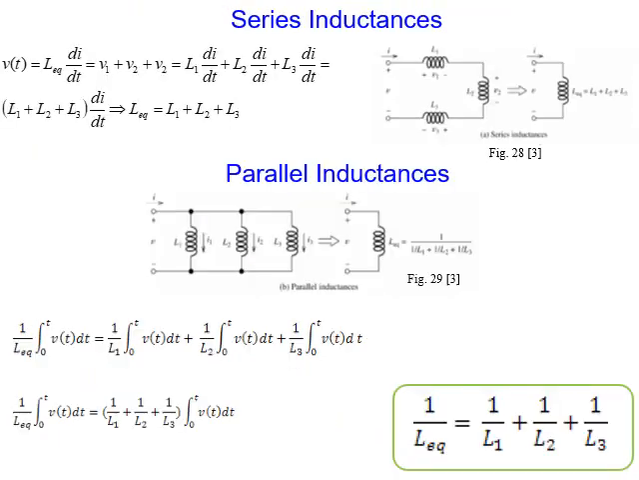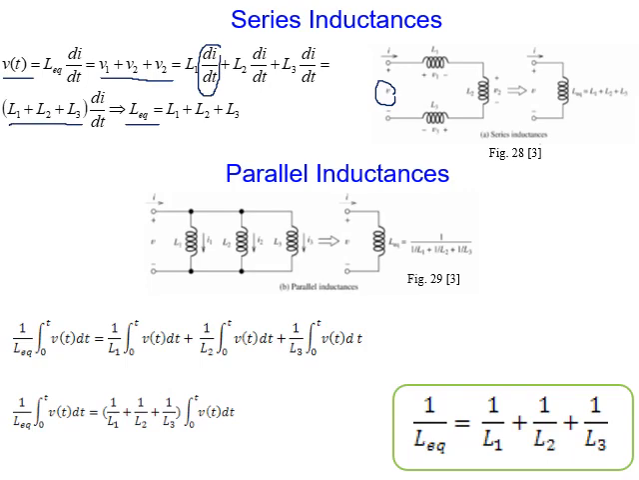Now connecting capacitances and inductances in series and parallel. In series, we use the same Kirchhoff voltage law. Voltage across all inductances here equals the total voltage here. Okay, as you can see here, V1 plus V2 plus V3 equals V total. And since the current is the same, they are in series, then take di over dt as a common factor, then L1 plus L2 plus L3 equals L equivalent.